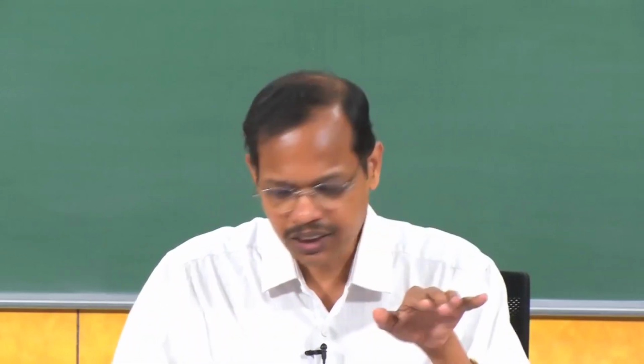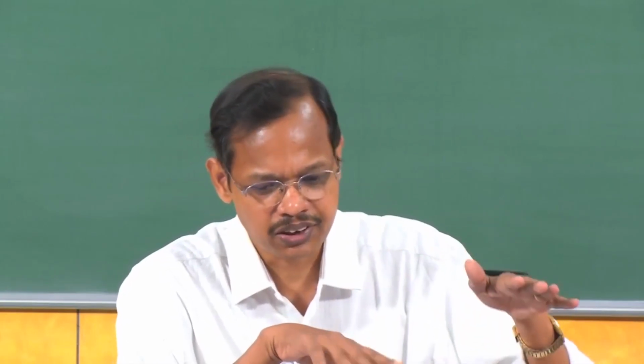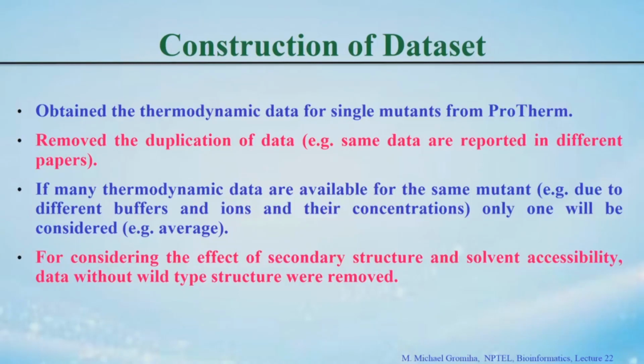If you search the Protham data, you will get plenty of data. We look into this data and you can see repetition. For example, for alanine to valine in any particular protein, you can see this data obtained at different temperatures or different pH or different buffers and different concentrations. In this case you can have different data for the same mutations. You have to check carefully, and first we need to remove the duplication of data.